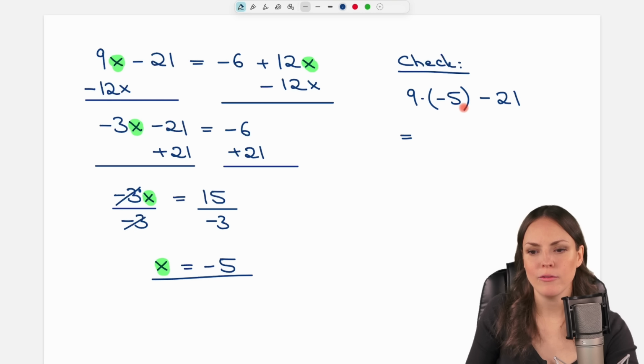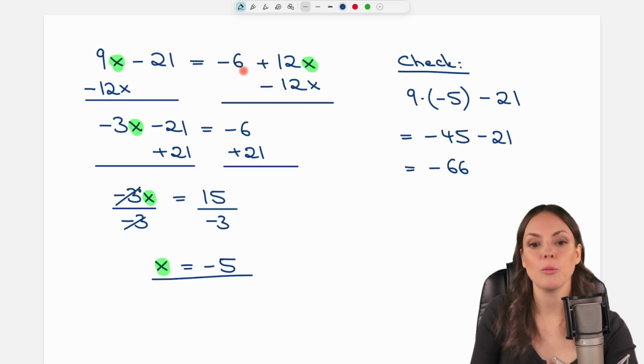And then minus 21. Let's calculate this first. 9 times -5 equals -45, and then subtract 21. So in total we get -66 on the left side, and we have to get the same result on the right side.